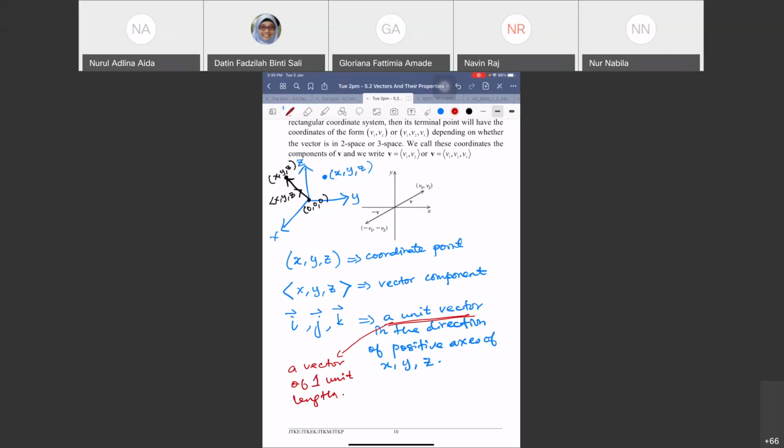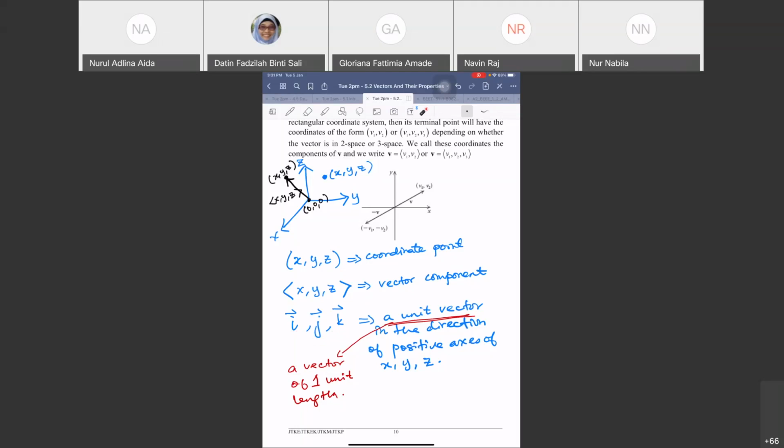That means this i has a length of 1 unit. 1 unit distance from where? 1 unit distance from the origin, but in the direction of the positive x-axis. j is 1 unit distance from the origin in the direction of the y-axis. k is a unit vector which is 1 unit distance from the origin, but in the direction of the positive z-axis.